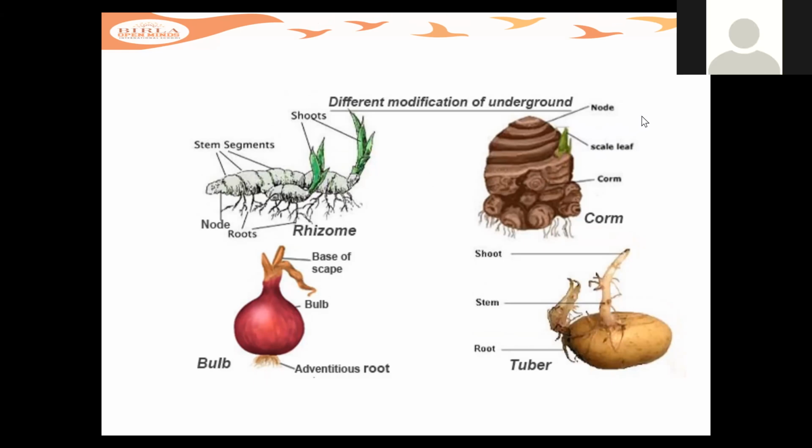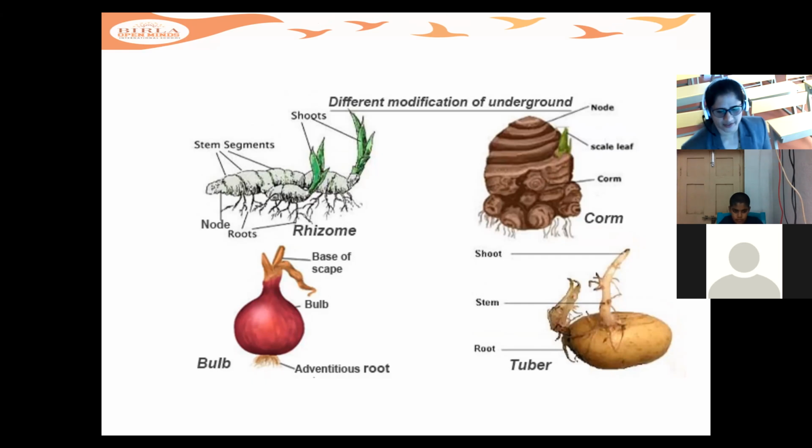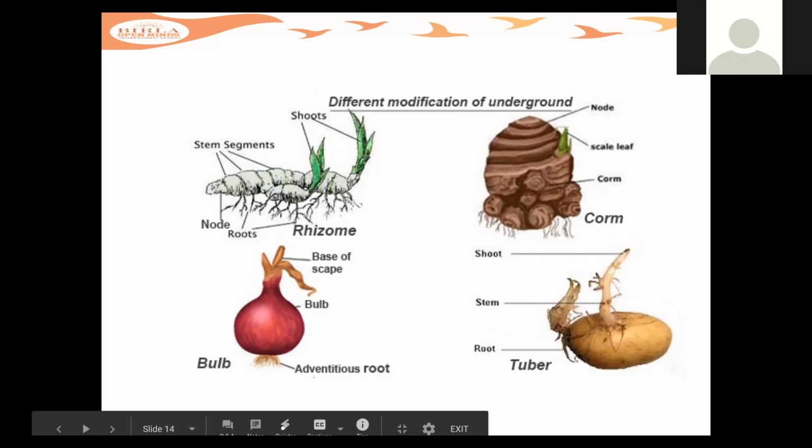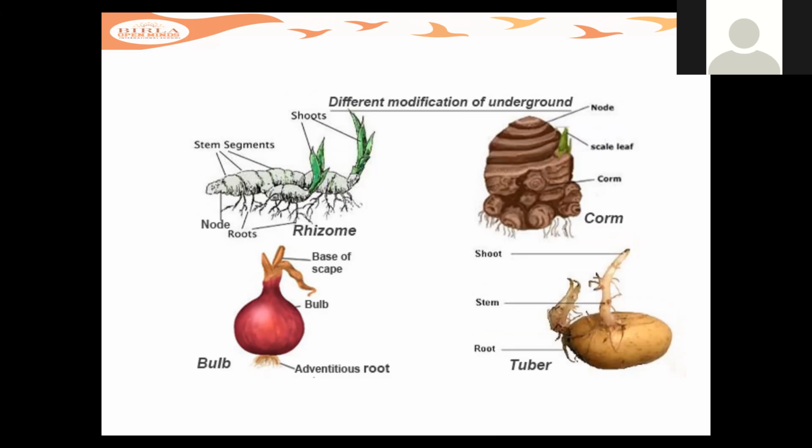Yes, ma'am. Curry. In what curry is ginger? Ma'am, garlic paste. It is a rhizome. Ginger is a rhizome. Right. It's a modification of stem. What are the modifications of roots then?